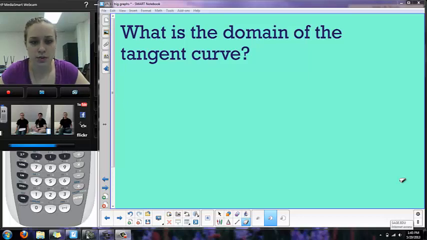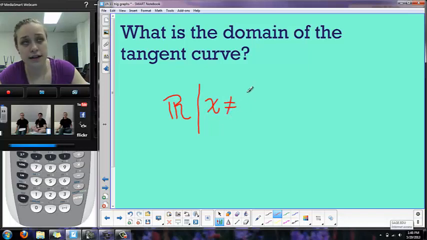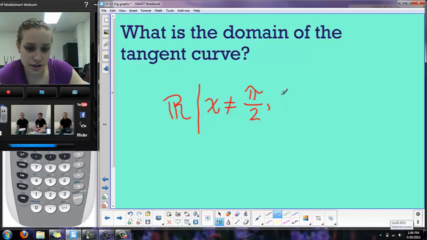The next question is, what is the domain of the tangent curve? So what are the x values that the tangent curve could possibly be? Well, the domain is all real numbers, or any value of x that it could possibly be, except, and then we write a line right here, x cannot equal, let's see, x is undefined at 90 degrees, and 90 degrees is pi over 2. X is undefined at 270 degrees, which is 3 pi over 2. And then it's any increment of that.